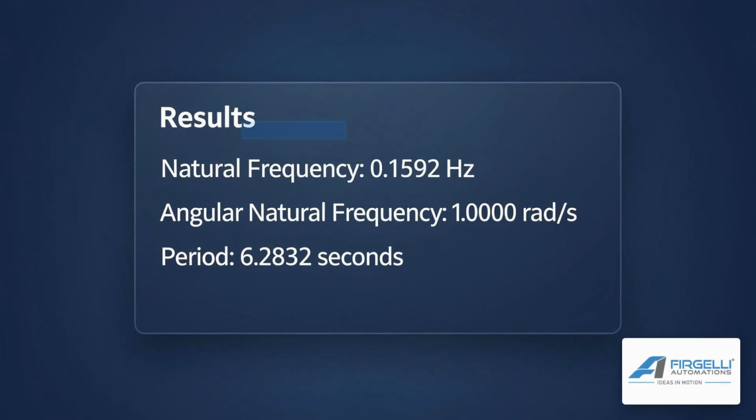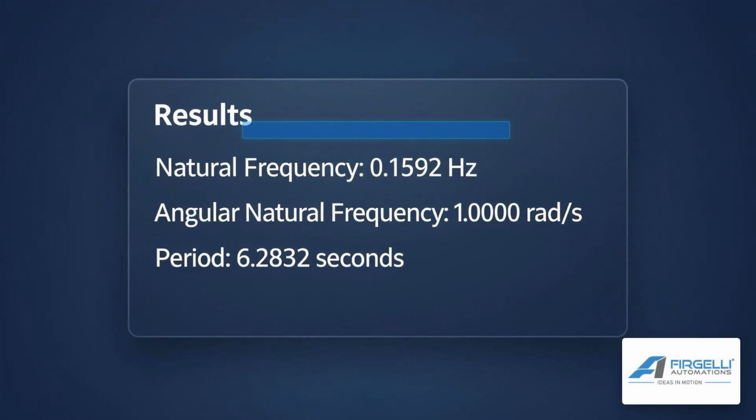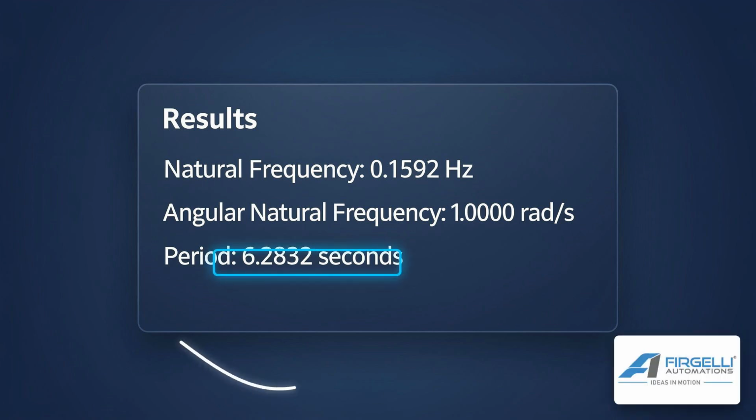The angular natural frequency is 1,000 radians per second, representing the rotational frequency often used in engineering calculations. The period is 6.22832 seconds, indicating the time required for one complete oscillation cycle.